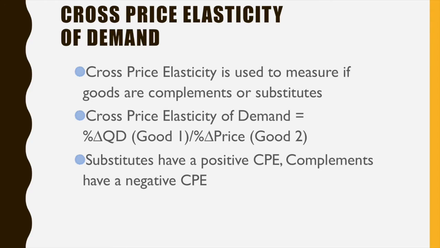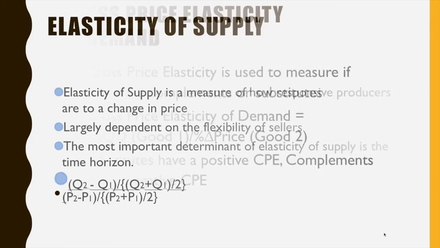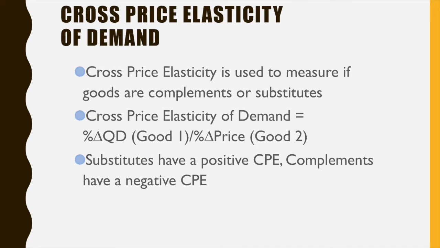The second elasticity is cross-price elasticity of demand. Cross-price elasticity of demand is used to measure whether or not goods are complements or substitutes. And when you solve for cross-price elasticity of demand, you're always going to have a comparison between two goods. How does a change in the price of one good affect the demand for another good? Okay, so I have the formula, which is the percent change in quantity demanded of good 1 divided by the percent change in the price of good 2.